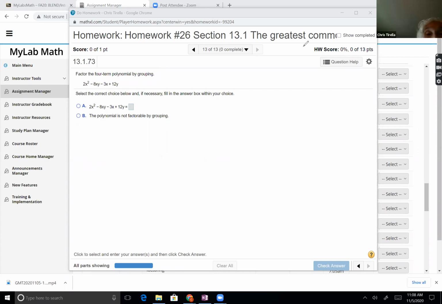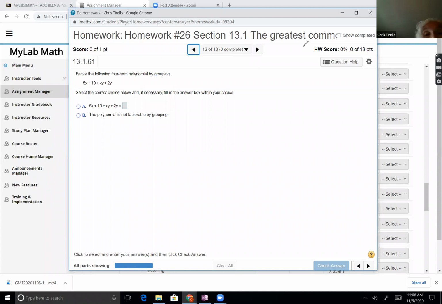Changing my pen back into a mouse and then back into a pen again. This time we have 5x plus 10 plus xy plus 2y. There's nothing common to all 4. So what should we do?